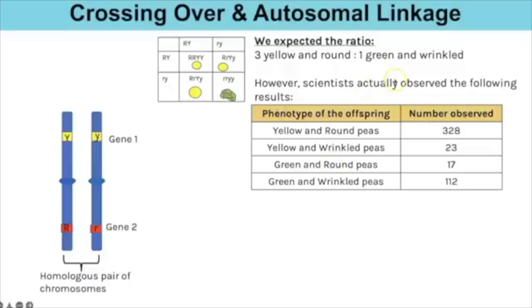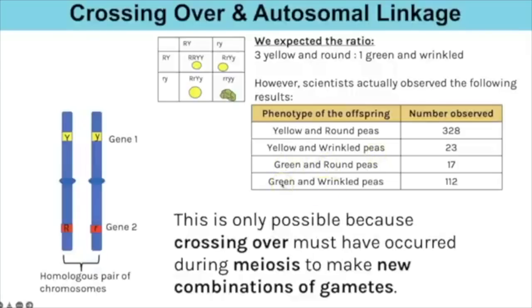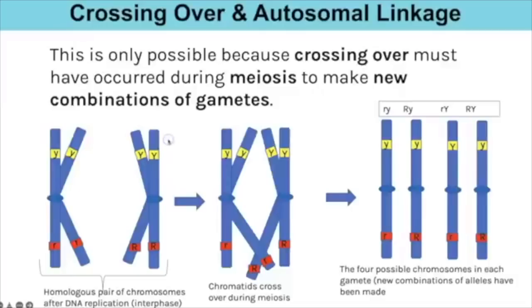Scientists actually observed the following results. So we have 4 different phenotypes, not just 2. And we can see we mainly had yellow and round, and the least common was the green and round. And this is only possible because crossing over has occurred to create new combinations of gametes. So not just these 2 gametes that we said would be possible, new combinations have been made, so there's now actually more gametes. So this is how it would have happened.